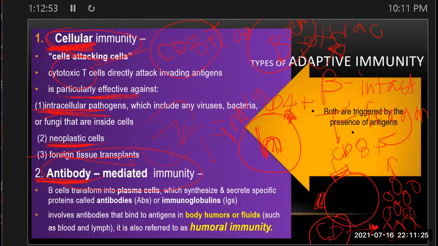Next, we also have the antibody-mediated immunity, humoral-mediated immunity. All the processes in this type of immunity are mediated by the B cells. So here, antibodies are at play. It involves antibodies that bind to antigens in body humors or fluids such as blood and lymph, and it is also known as your humoral immunity.